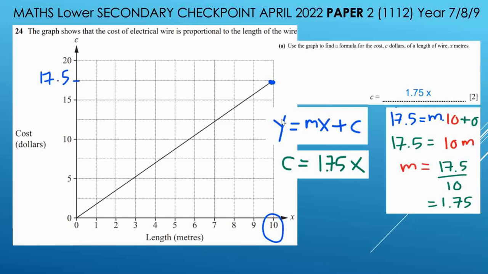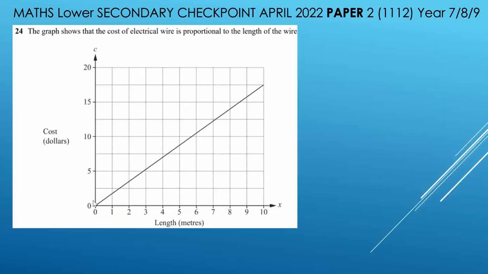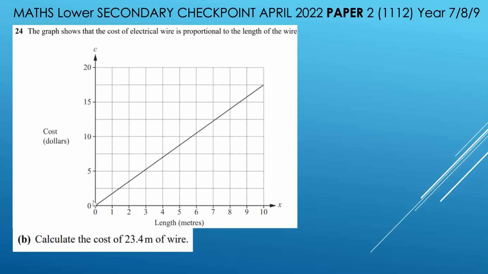That's how we got C equals 1.75x. y is the C and x remains x. Then the gradient is 1.75, while the intercept is 0, as we see, this is passing through 0, 0. Next, the same question, but question B: calculate the cost of 23.4 meters of wire.